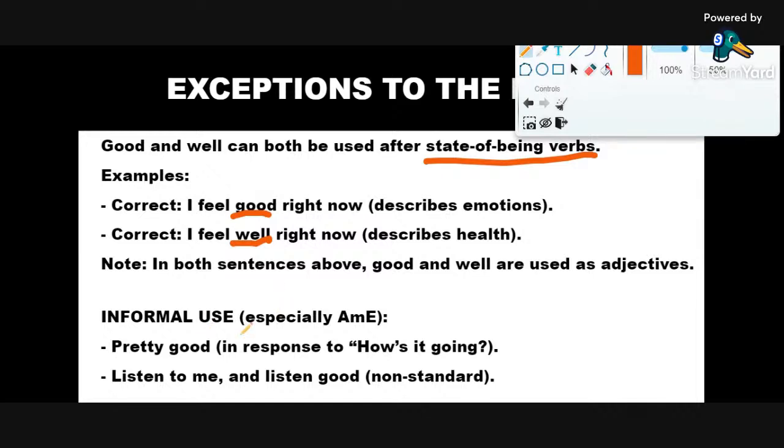And then we have instances of the informal use of good, all right, especially in American English. A situation where someone, in response to the question, how is it going, simply says pretty good, right? Pretty good. This is used in informal situations, and in some particularly non-standard situations, you find someone saying, listen to me and listen good. This is a non-standard usage. Of course, these are not recommended to be used in formal situations.